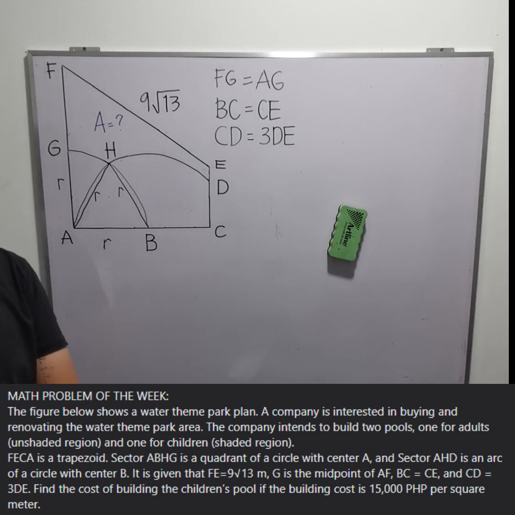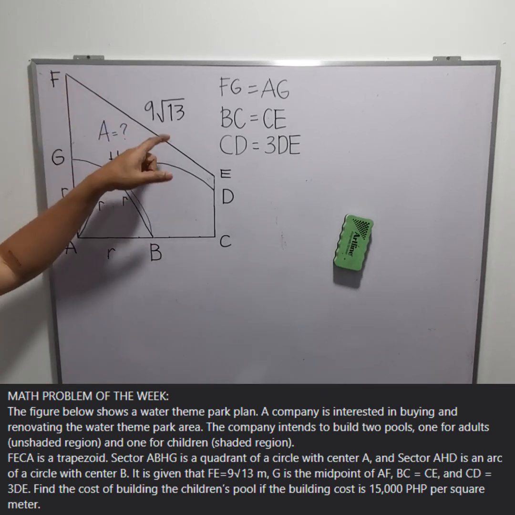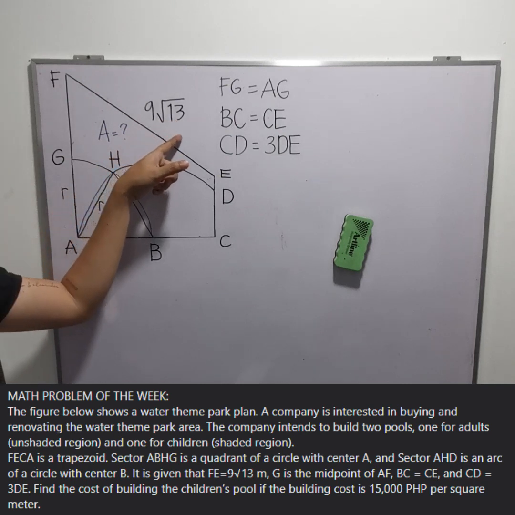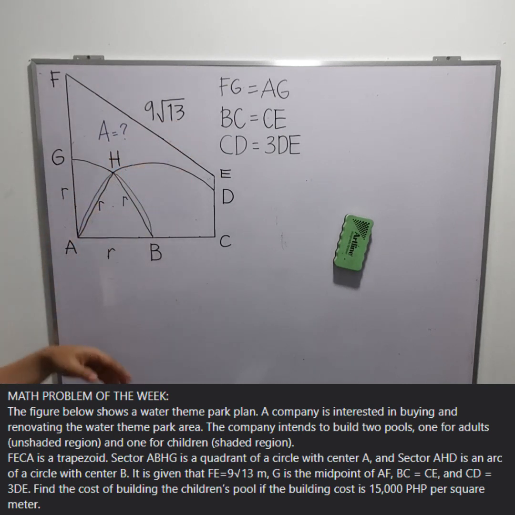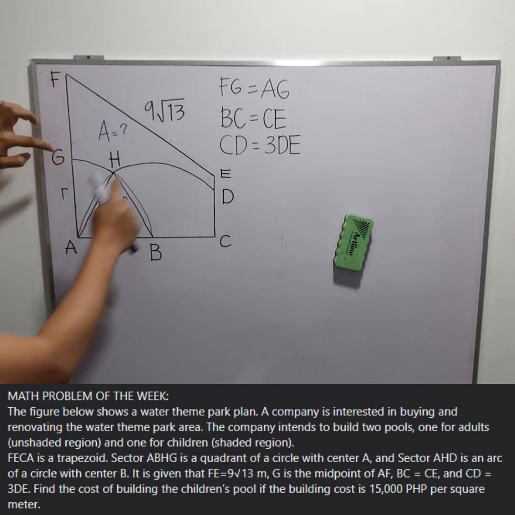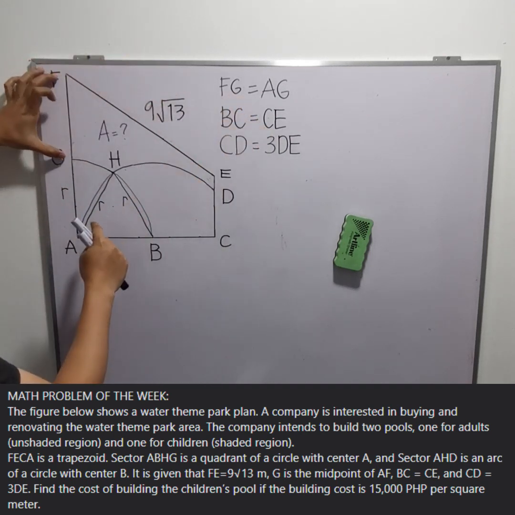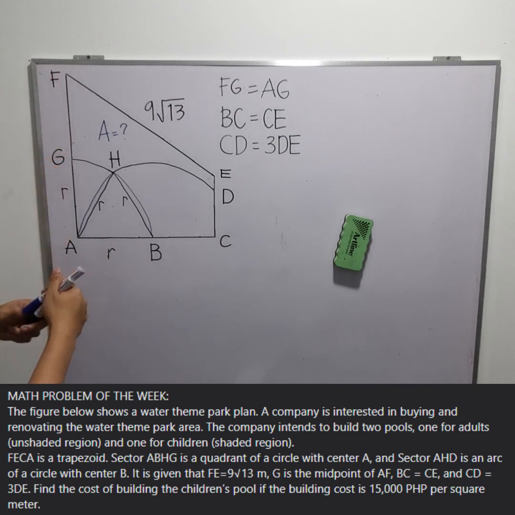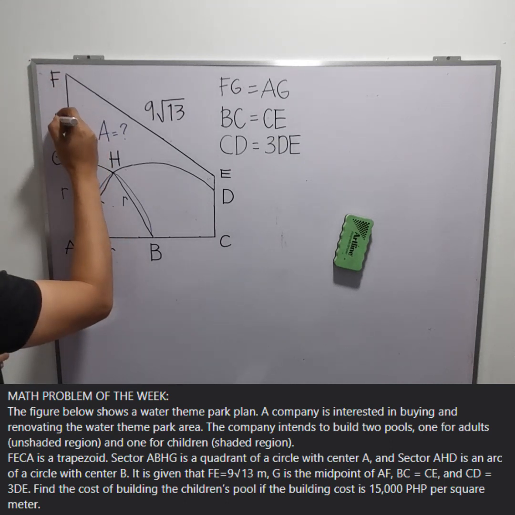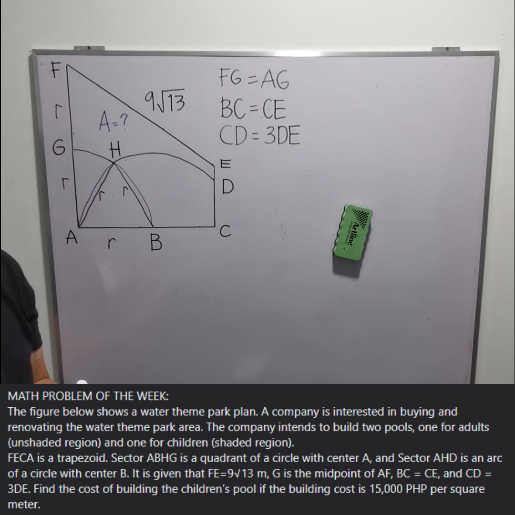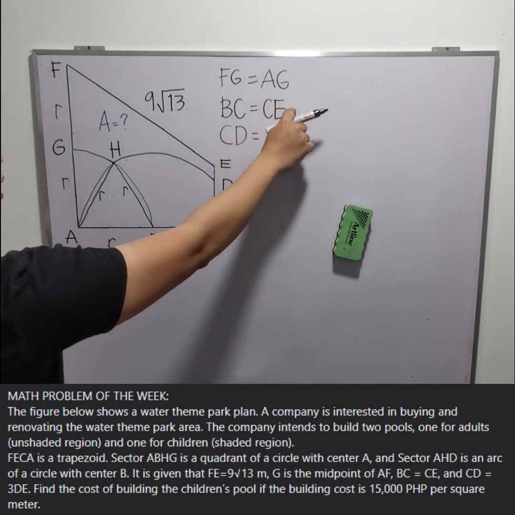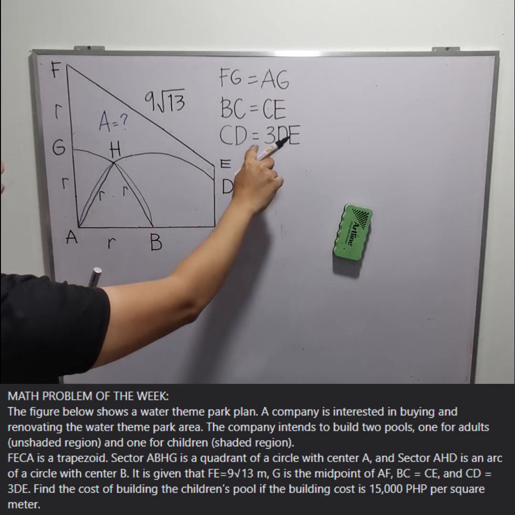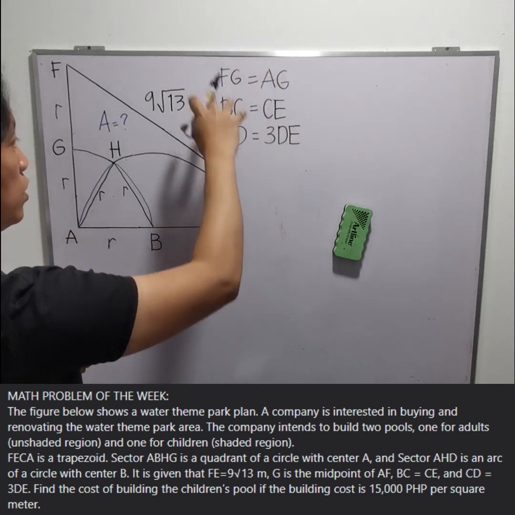The conditions are: it is given that FE is 9 square root of 13, in meters. G is the midpoint of AF. So this is AF, this is the midpoint. It follows that FG is equal to AG, so this is also the radius R. G is the midpoint of AF, and BC is equal to CE. And also CD is equal to 3DE. These are the conditions.